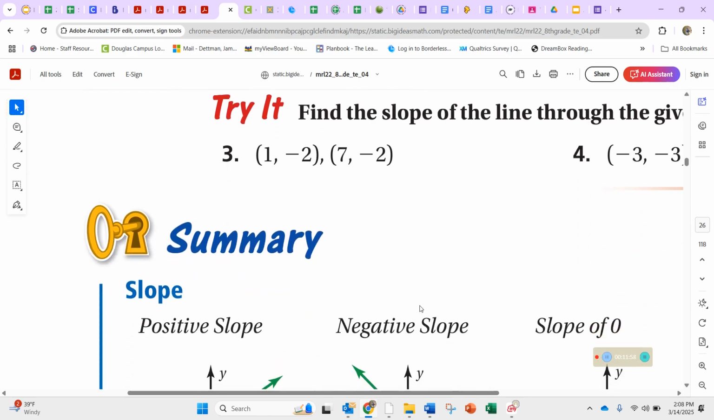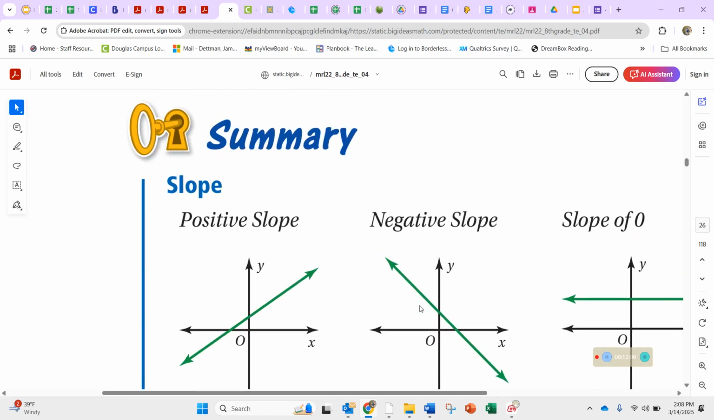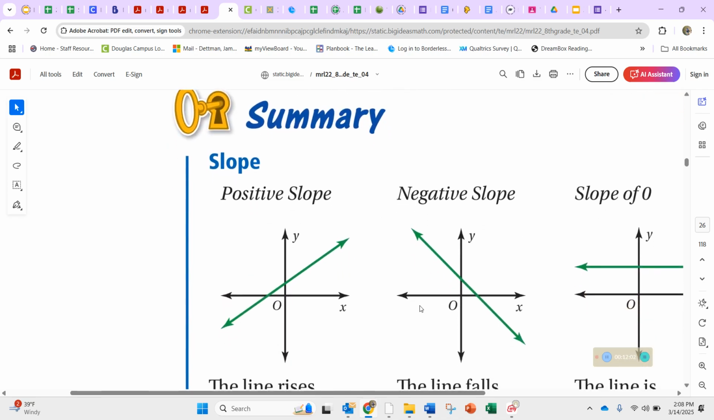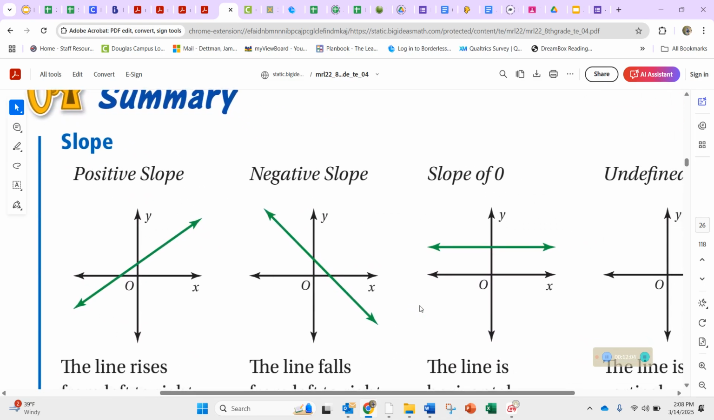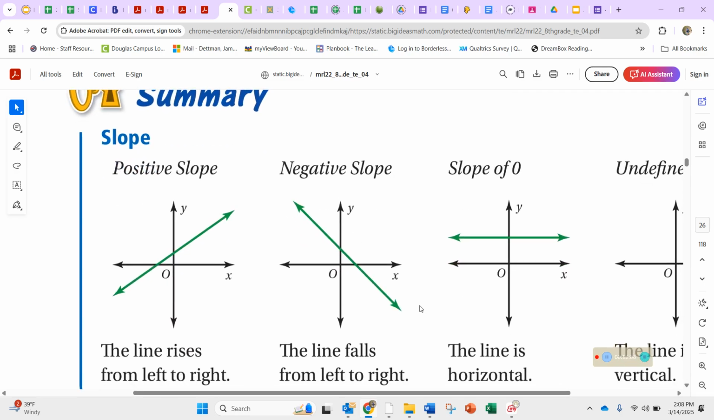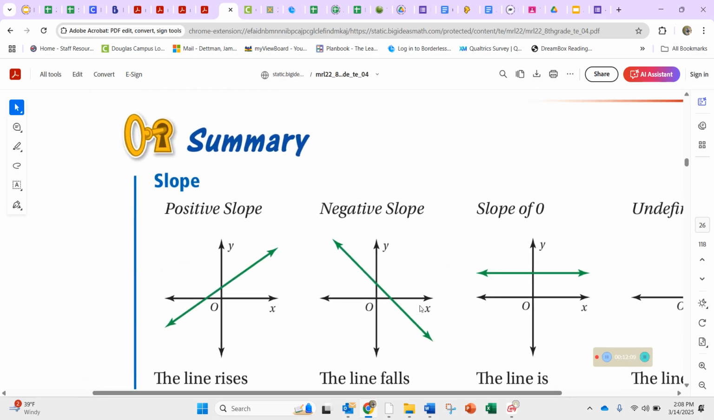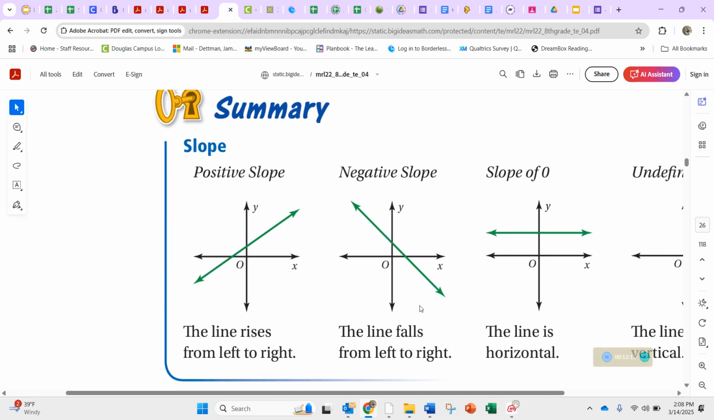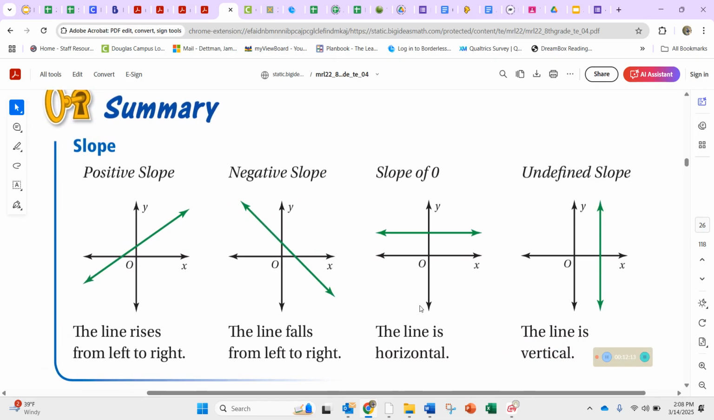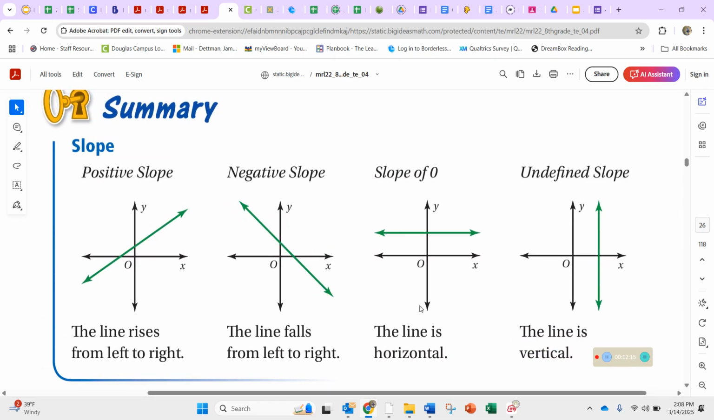Okay, and now I want you to copy. I want you to put these in your notes. These are going to be very effective to have in your notes. 4 little sketches. So I want you to sketch positive slope, negative slope, what a slope of 0 looks like, and what undefined slope is, and they all tell you.